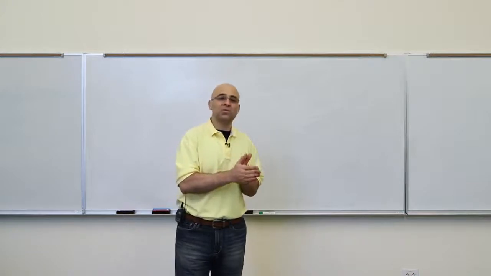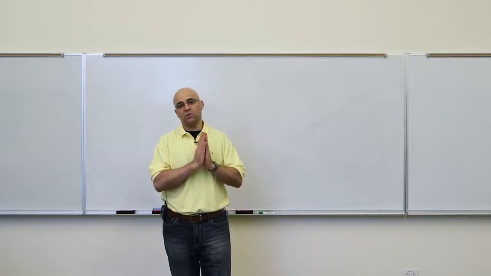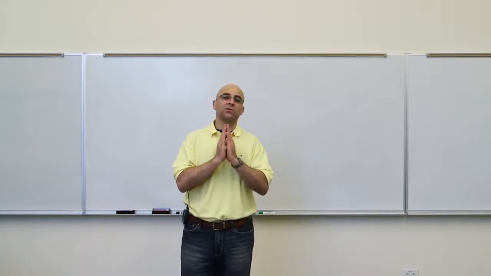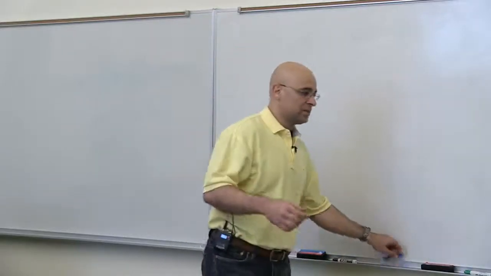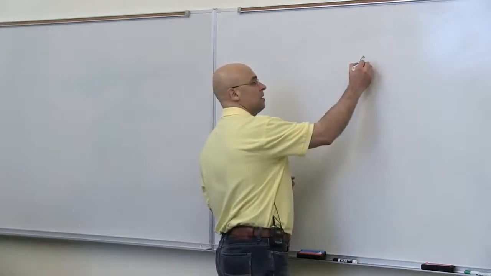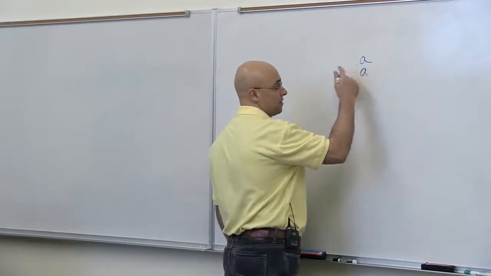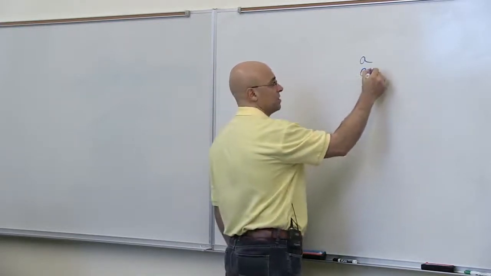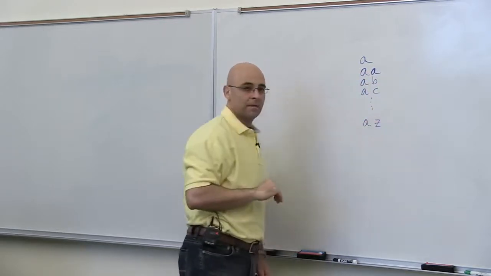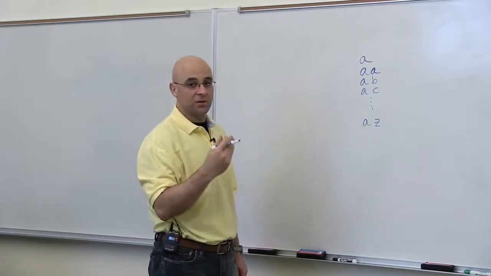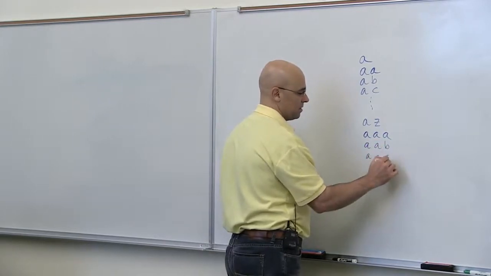Or I can sort them based on length. First, all the words that start with A and of length 1. Then all the words that start with A and of length 2. Then all the words that start with A and of length 3, and so on. So if you think about it, of all the words that start with A of length 1, there's 1. Then of all the words that start with A and of length 2, there is AA, AB, AC, AZ. Then we can think about all the words that start with A of length 3. They are AAA, AAB, AAC, and so on.